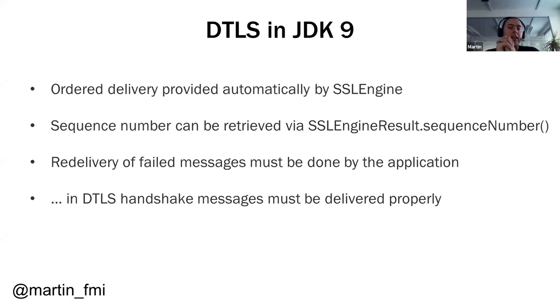There are certain things that are taken into account in the implementation of DTLS, such as, for example, ordered delivery, which is automatically provided by the SSLEngine class. It's not mandatory for the DTLS protocol itself. However, the JDK implementation provides this ordered delivery out of the box. Also, you can retrieve the current sequence number from the message received from the SSLEngine using the sequence number method. And if you have some messages that have failed to be transmitted between the client and the server, you need to make sure in your application logic that they are retransmitted properly. However, for the purpose of the DTLS handshake process, messages must be delivered properly. And for that reason, behind the scenes, the JDK makes sure that redelivery of failed messages is established in the case of the DTLS handshake.